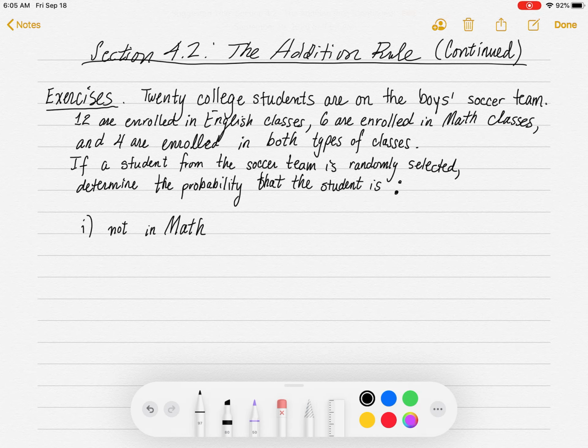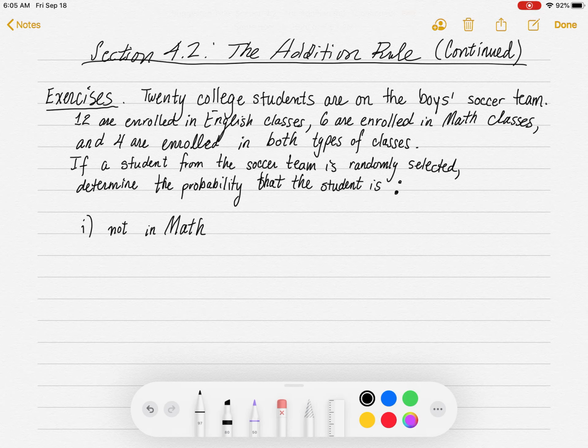So here we have 20 college students that are on the boys soccer team. And 12 of these boys soccer team students are in English classes. 6 are in math classes. And 4 are in both types of classes. So let's say we randomly pick a student from those 20. What's the probability that the student is not in math? Not in math.